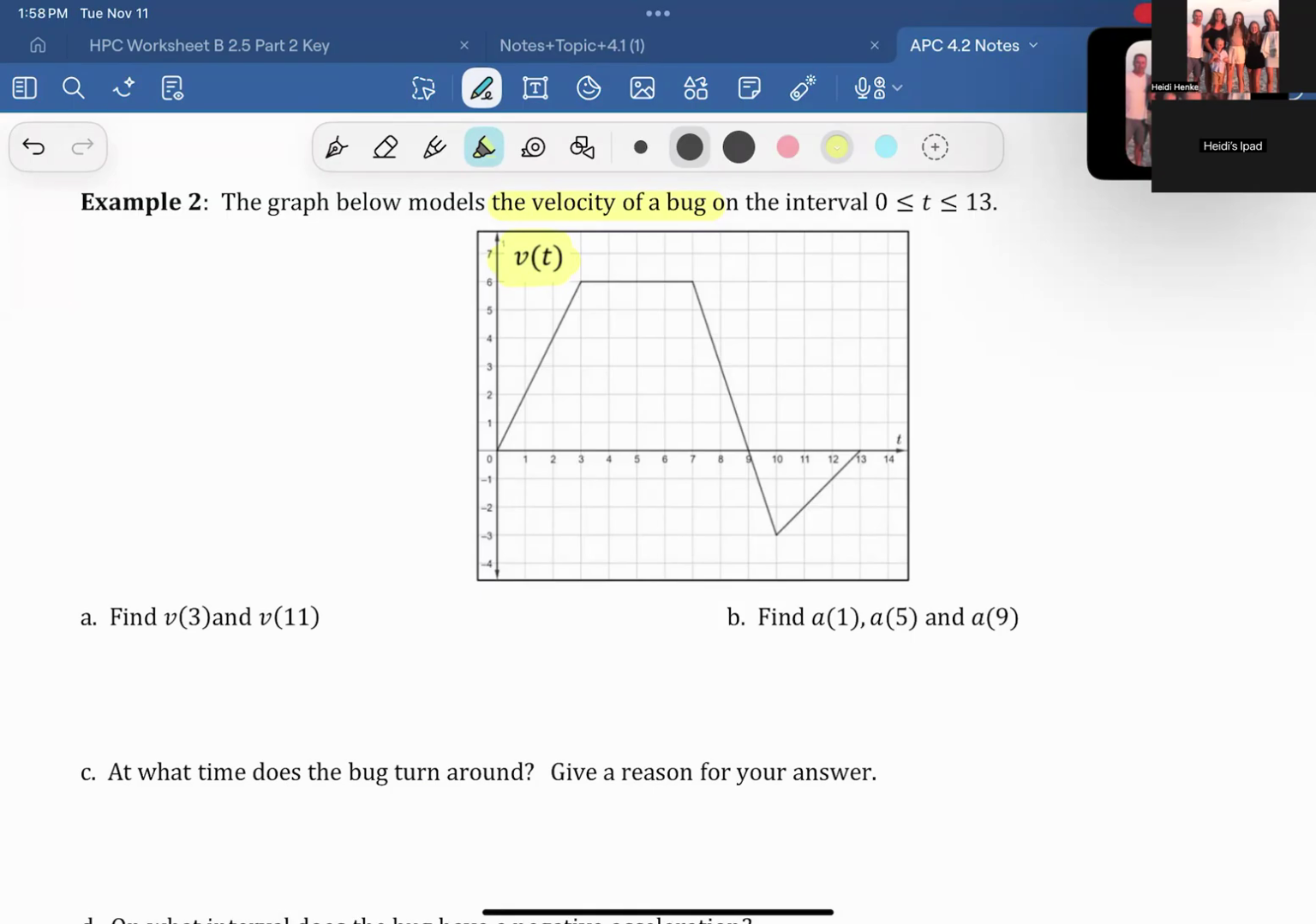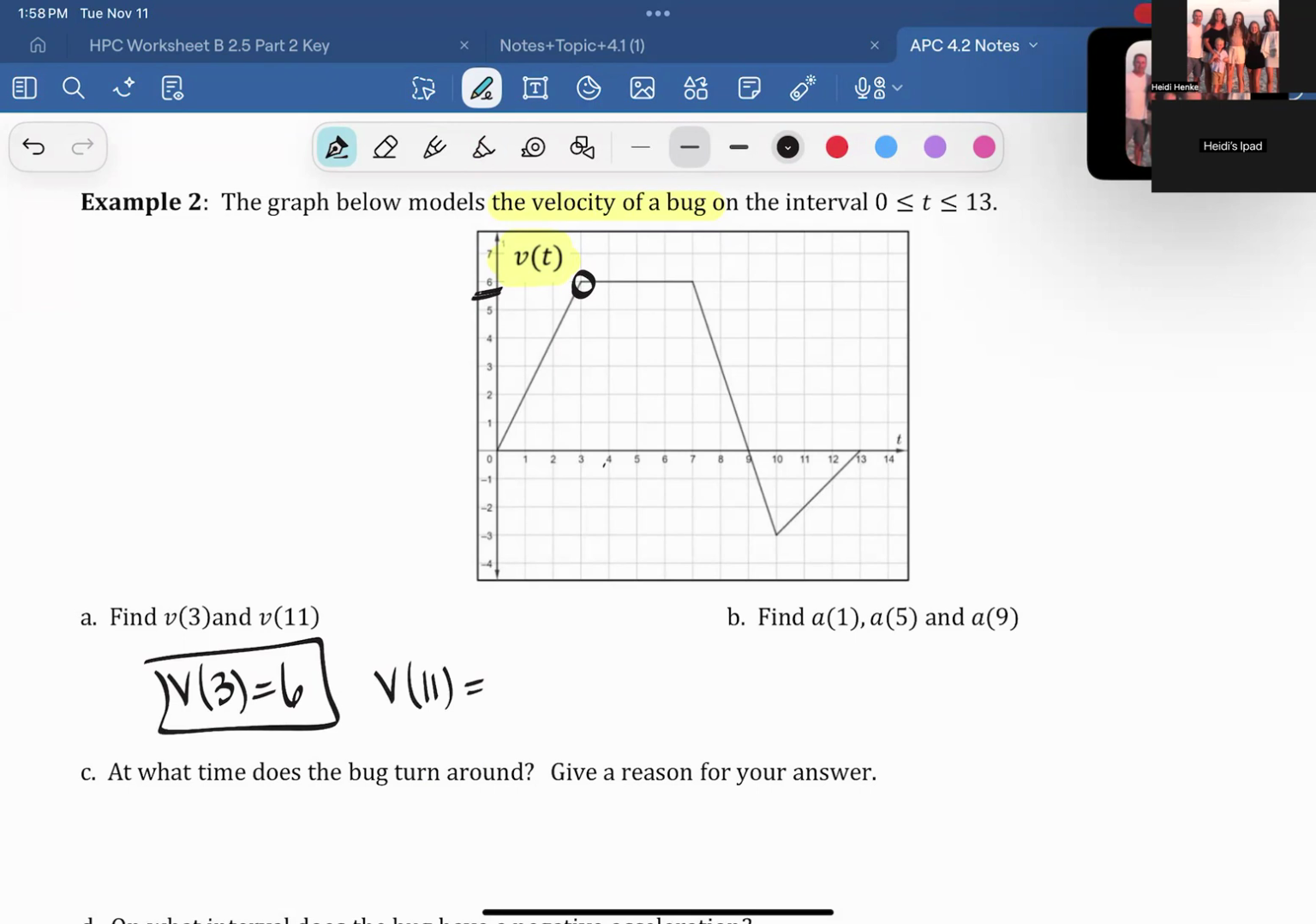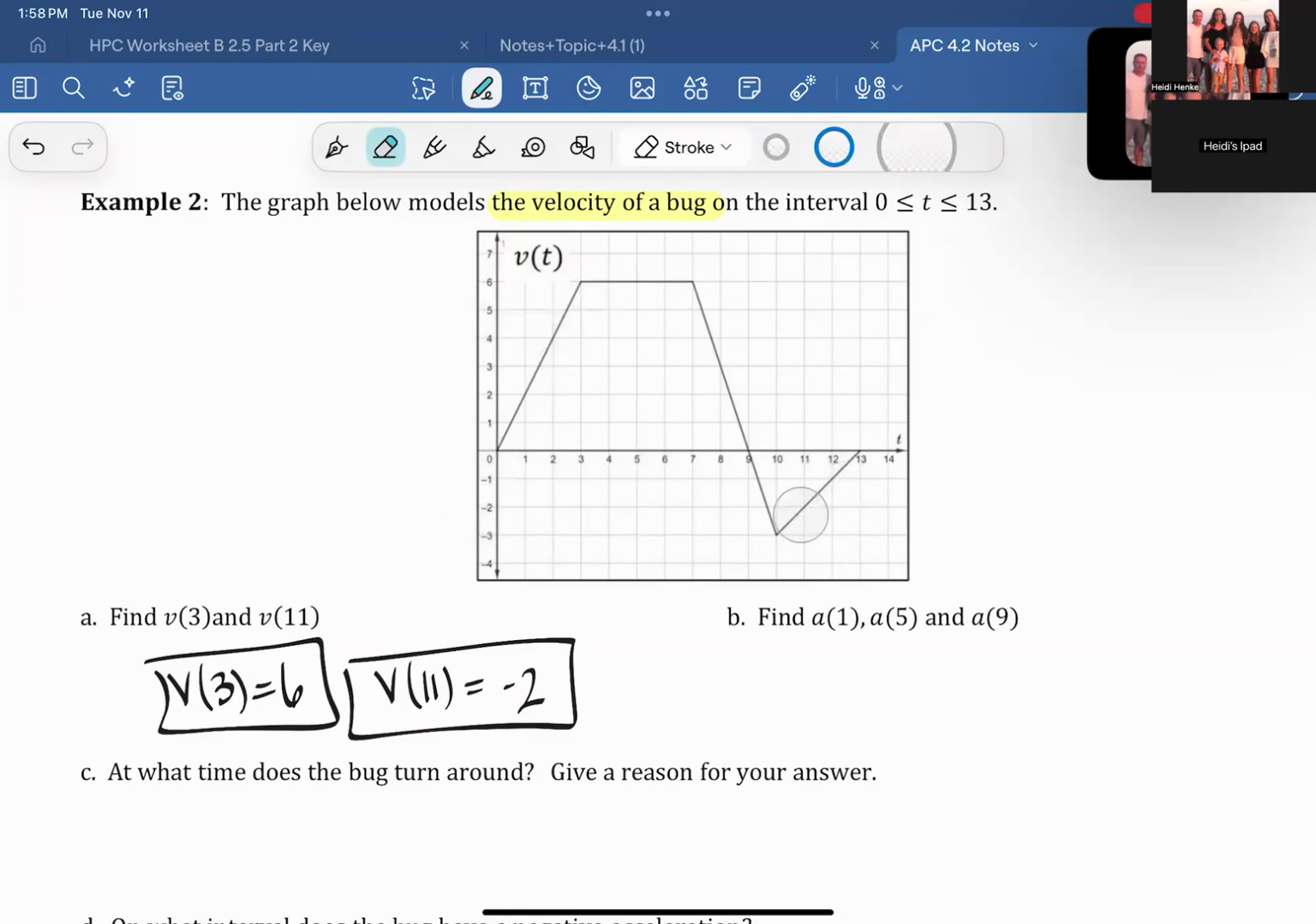Okay? So first couple things. A, find V of 3 and V of 11. This is a V graph. So V of 3 just means going to 3, finding the Y value at that point, and V of 3 is 6. V of 11 just means going to 11, finding that point. What is the Y value? It's negative 2. Okay, so since this is a graph of V, all we are finding is the Y values there.